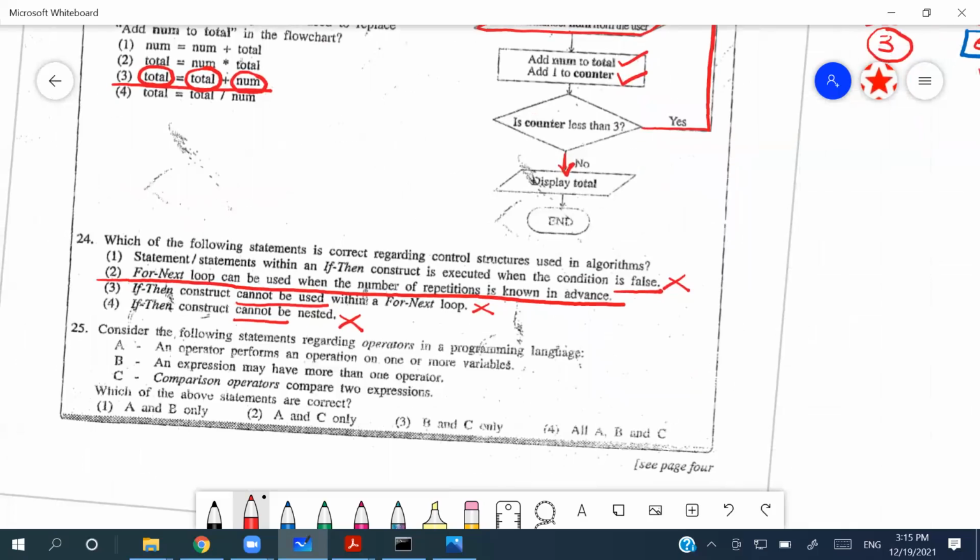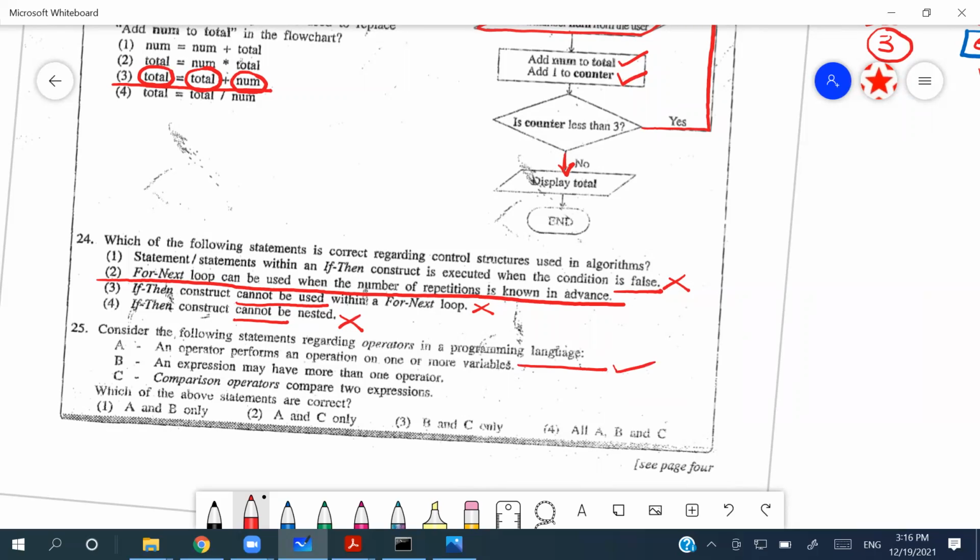25th. Consider the following statements regarding operators in a programming language. An operator performs an operation on one or more variables. Is it a tricky one? An operator performs an operation on one or more variables. Yes, generally we can say it is correct, one or more variables.